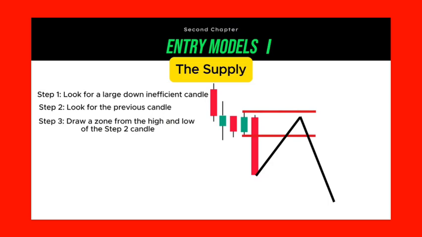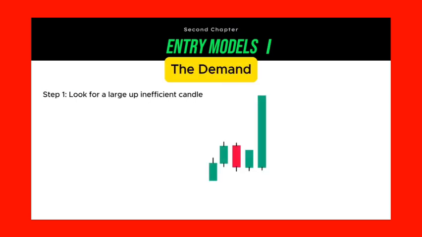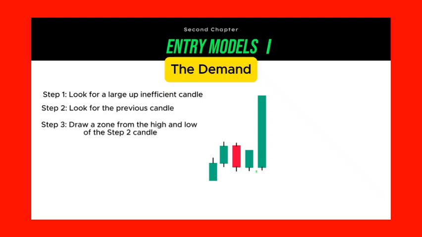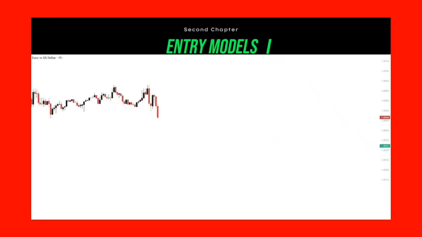Now for the demand zone. The first step is to find an aggressive move to the upside, a move that breaks the market's balance. The second step is to identify the candle before the aggressive move. The third step is to mark the high and low of that candle, and we wait for the market to rebalance, by price eventually going down, and rejecting the zone to the upside, giving traders a setup for a buying opportunity. Now let's look at the charts and actually see what we have learned.